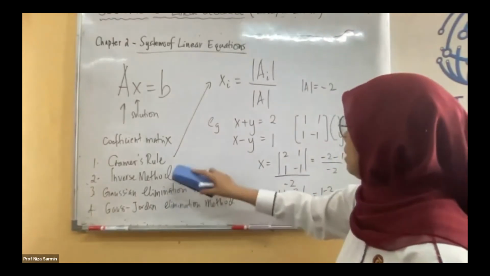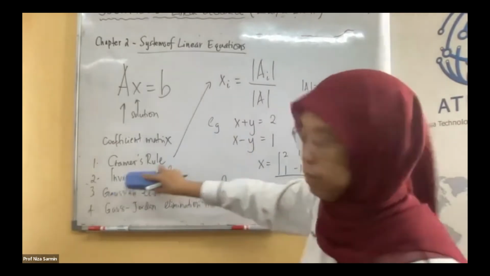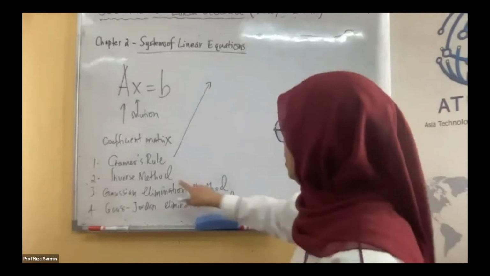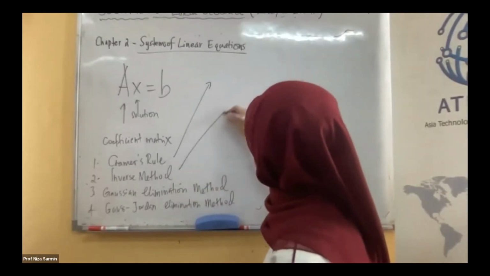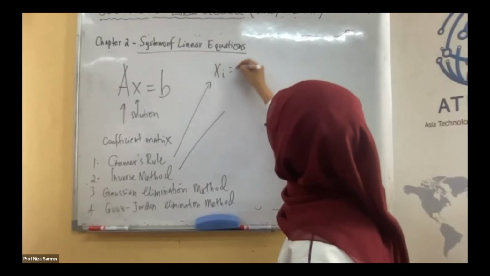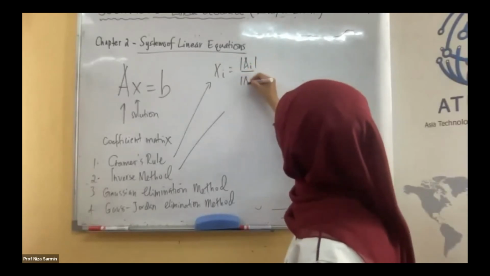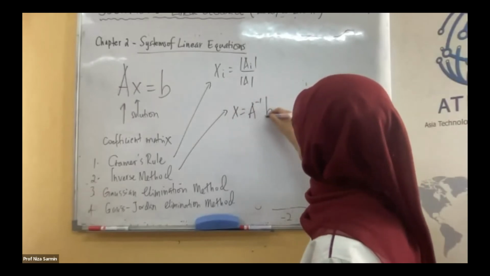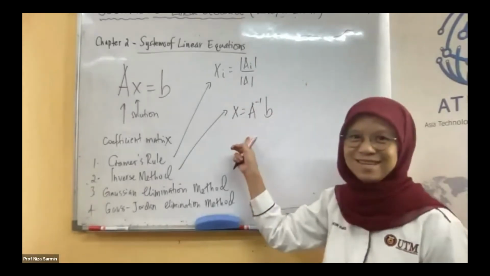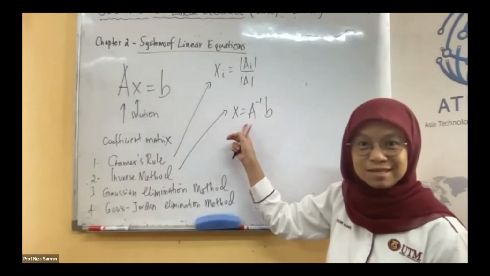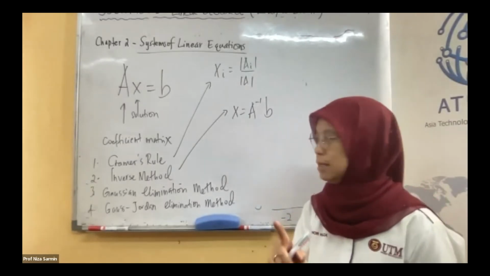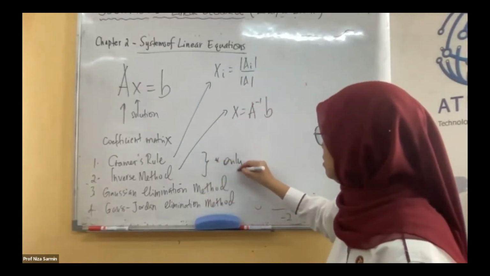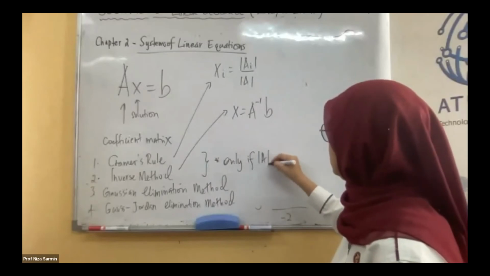Alright, now inverse method means I go for inverse method. This is by, okay, this one is like this. Inverse method says X is A inverse B. That's it. Find the inverse, multiply by B. But for these two, this works only if determinant is not 0.